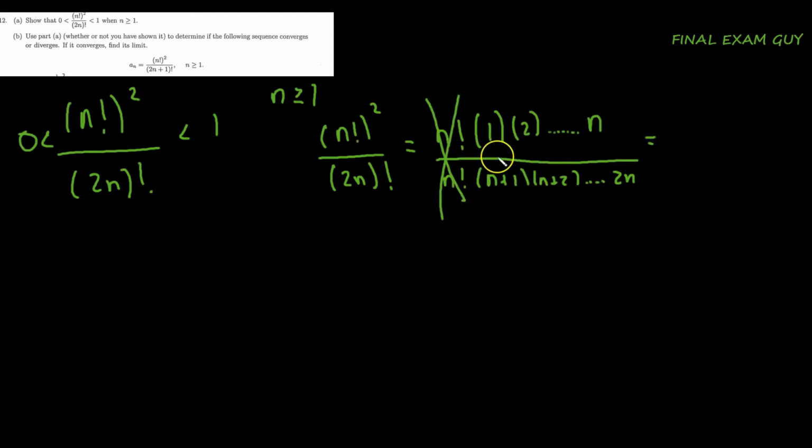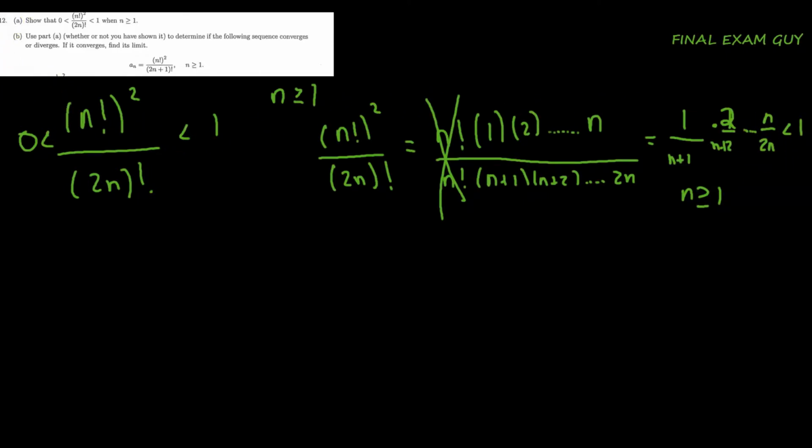And you're left with, if I separate these multiplied terms, 1 over n plus 1 times 2 over n plus 2, dot, dot, dot, n over 2n. And this is easily shown that it's less than 1. Try plugging in any value for n greater than or equal to 1, and you'll always get something less than 1. So that's shown right there.